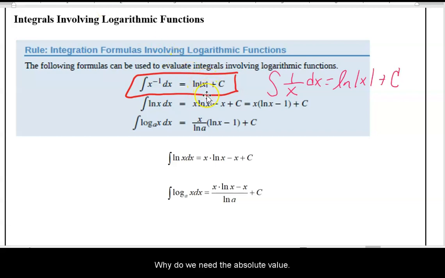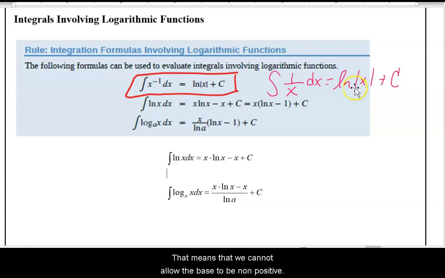Why do we need the absolute values? Well, natural log is only defined on a domain of open 0 to positive infinity. That means that we cannot allow the base to be non-positive. We can't allow 0 and we can't allow negatives. 0 is already out of the running because the original integrand is 1 divided by x. The domain of this function does not include 0, so 0 is already tossed out.